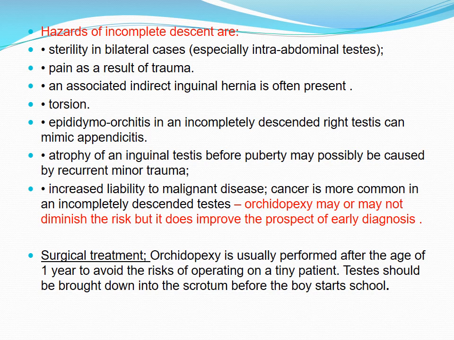What are the hazards of incomplete descent? Maybe first of all, sterility, especially when there are bilateral cases. In case of bilateral and intra-abdominal testes, the patient may be sterile in the future. Pain may be as a result of trauma, or may be associated with indirect inguinal hernia.